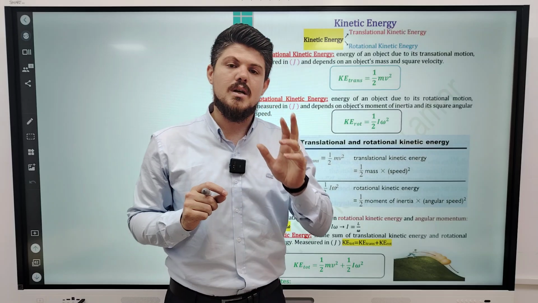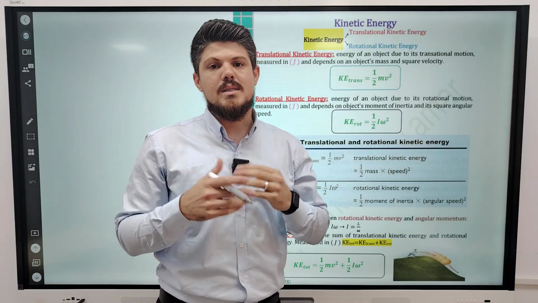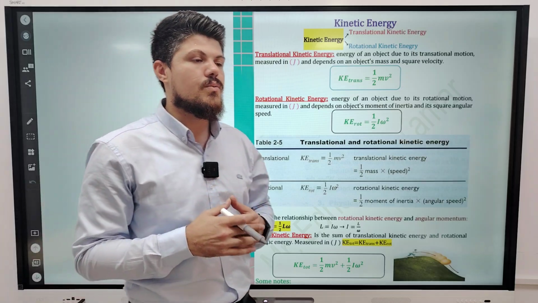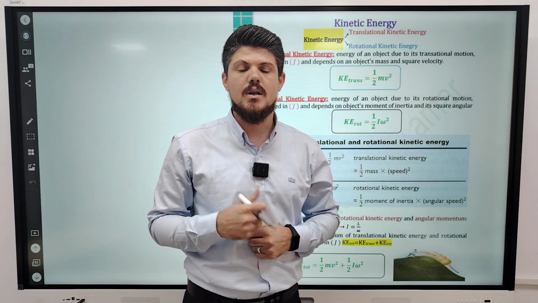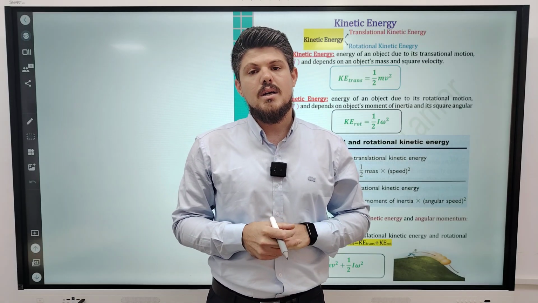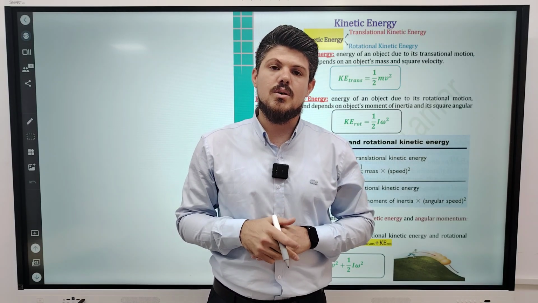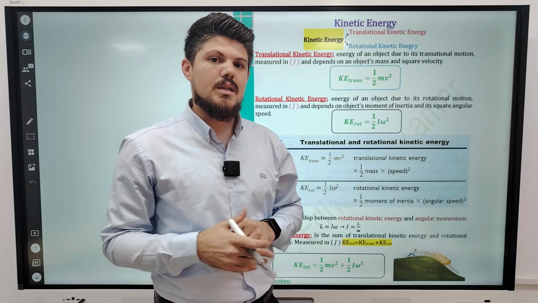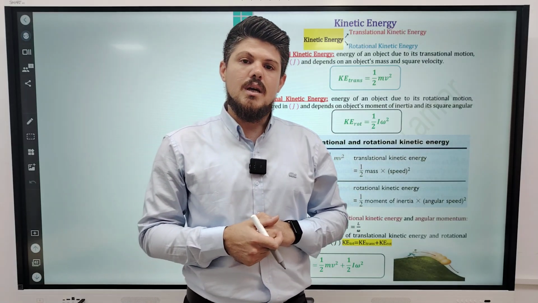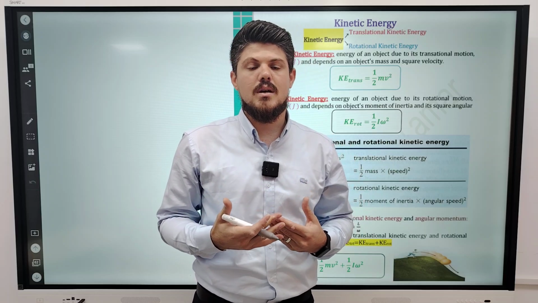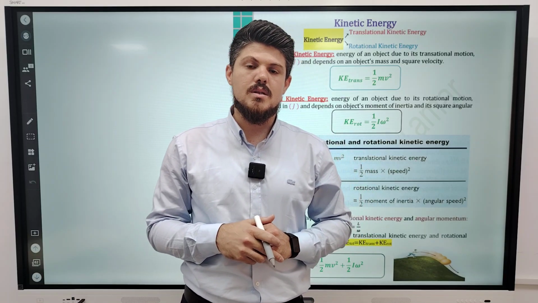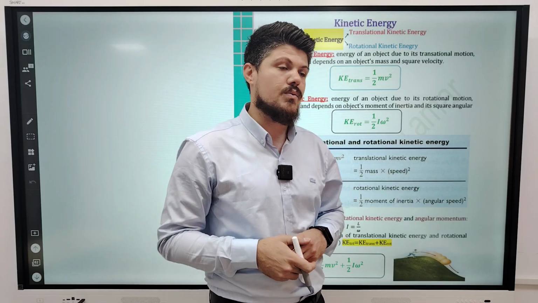If you remember in grade 11, you have learned about translational or linear kinetic energy, okay, which is equal to 1/2 mv squared. Linear kinetic energy or translational kinetic energy depends on mass and square velocity of the object. But rotational kinetic energy is completely different from the translational kinetic energy. Instead of mass, in rotational kinetic energy, we have moment of inertia, and then instead of velocity, we have angular speed or angular velocity.